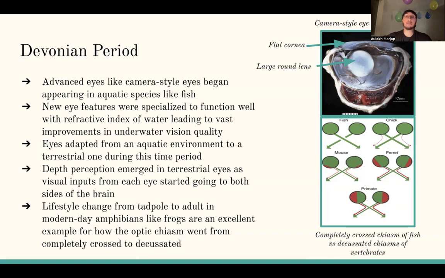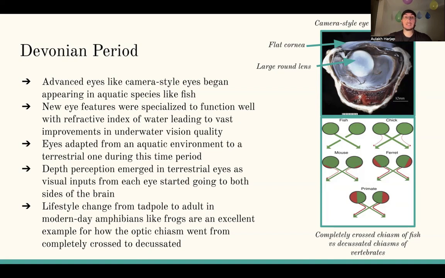So, extant amphibians like frogs serve as really good examples for how these eyes transition from water to land. The cornea became steeper and clearer as the refractive index of the cornea and air is vastly different. Another big change believed to occur was related to stereopsis, or depth perception, which is dependent on visual inputs from each eye going to both sides of the brain.